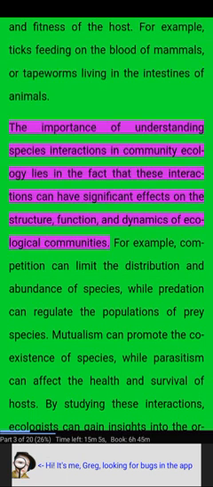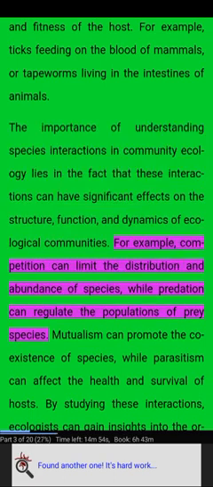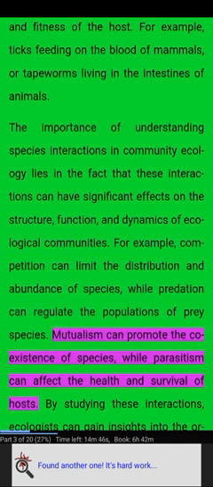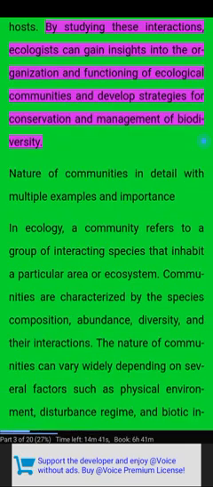The importance of understanding species interactions in community ecology lies in the fact that these interactions can have significant effects on the structure, function, and dynamics of ecological communities. For example, competition can limit the distribution and abundance of species, while predation can regulate the populations of prey species. Mutualism can promote the coexistence of species, while parasitism can affect the health and survival of hosts. By studying these interactions, ecologists can gain insights into the organization and functioning of ecological communities and develop strategies for conservation and management of biodiversity.